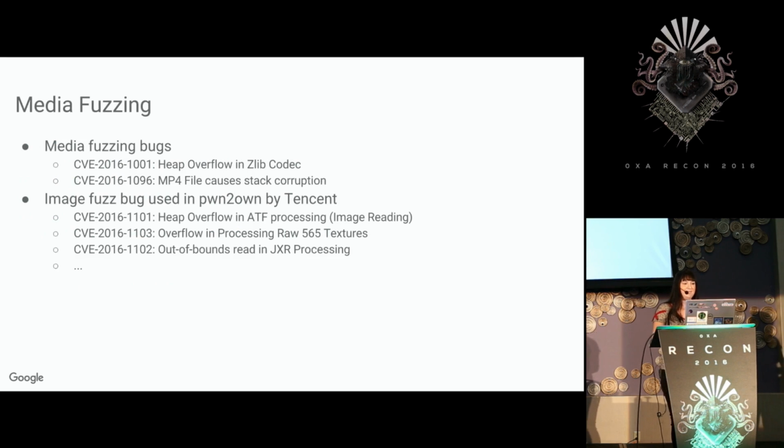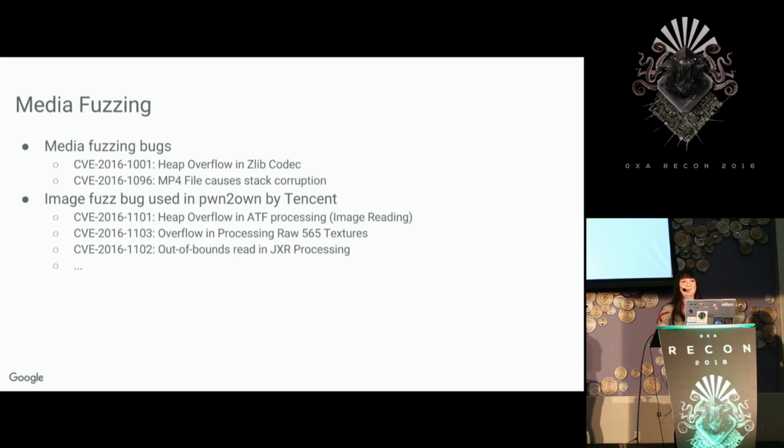We also found tons of bugs through media fuzzing. We started off doing MP4s and other media types, and we found a few bugs: a heap overflow in the zlib codec, and an MP4 file that causes stack corruption. And then there was an image fuzz bug, used as the fifth bug in Pwn2Own this year by Tencent. And they used a heap overflow in image processing.